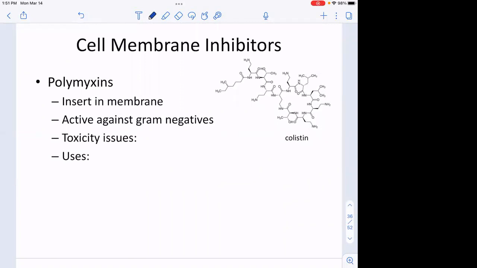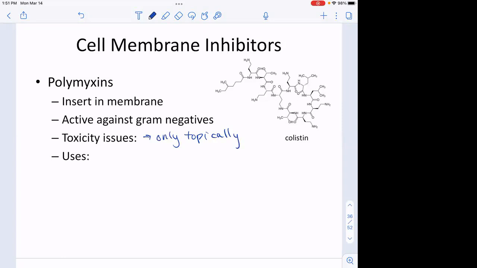All right, two more mechanisms to explore a little bit. Cell membrane inhibitors. We don't have very many of these because, remember, we're looking for something that's selectively toxic, and our membranes are very, very similar to bacterial membranes. So the problem here is toxicity issues. When we ingest a polymyxin antibiotic, that is usually too much for our kidneys to handle. We get too much kidney toxicity. So when they are used, they're only used topically.